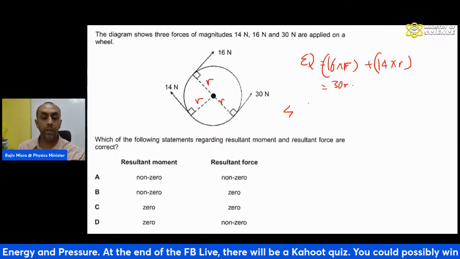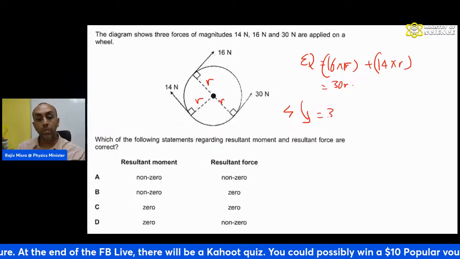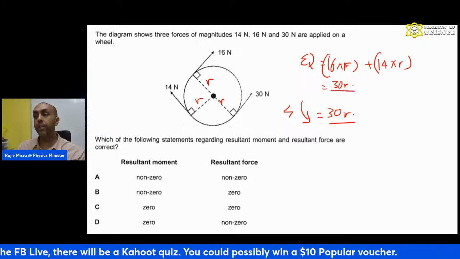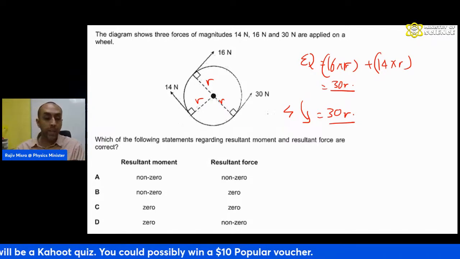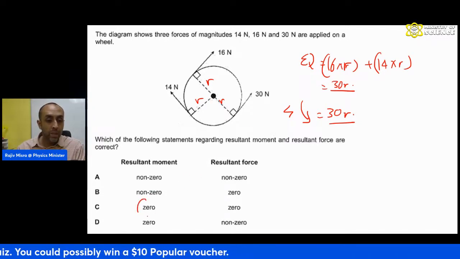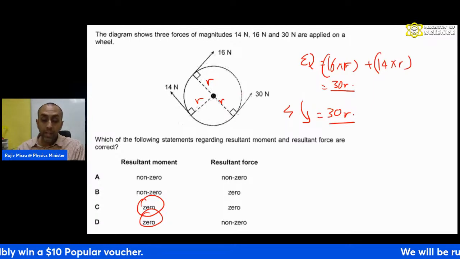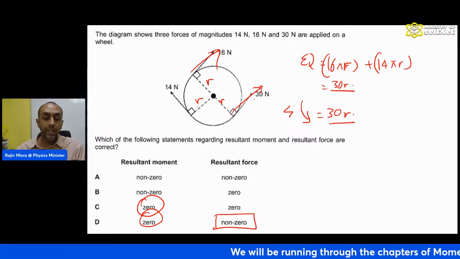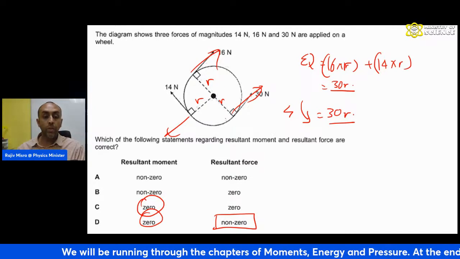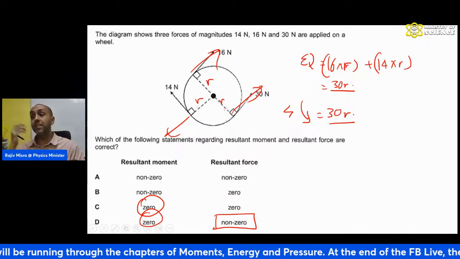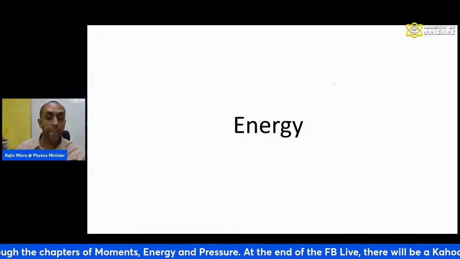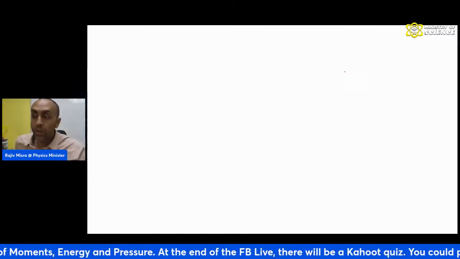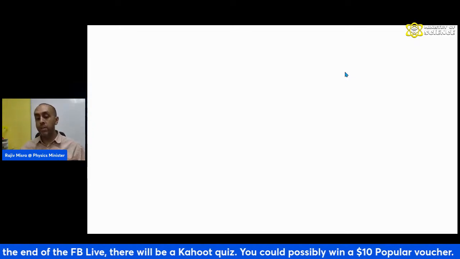But your sum of the anti-clockwise will be 30R. So actually the moment will be 0. The resultant moment will actually be 0, because they will cancel each other out. But your force is definitely non-zero, because here you have a force in this direction, but towards the left you don't have anything that's opposing these two. So that's how you tell that the answer is D. Simple as that. Now for energy, I will run through real quick how you actually go about solving energy type of questions.